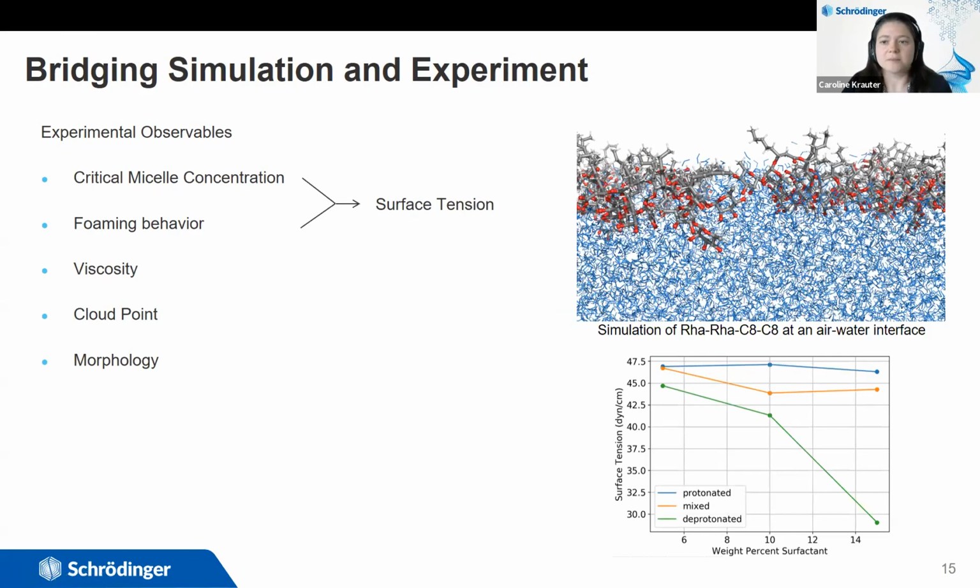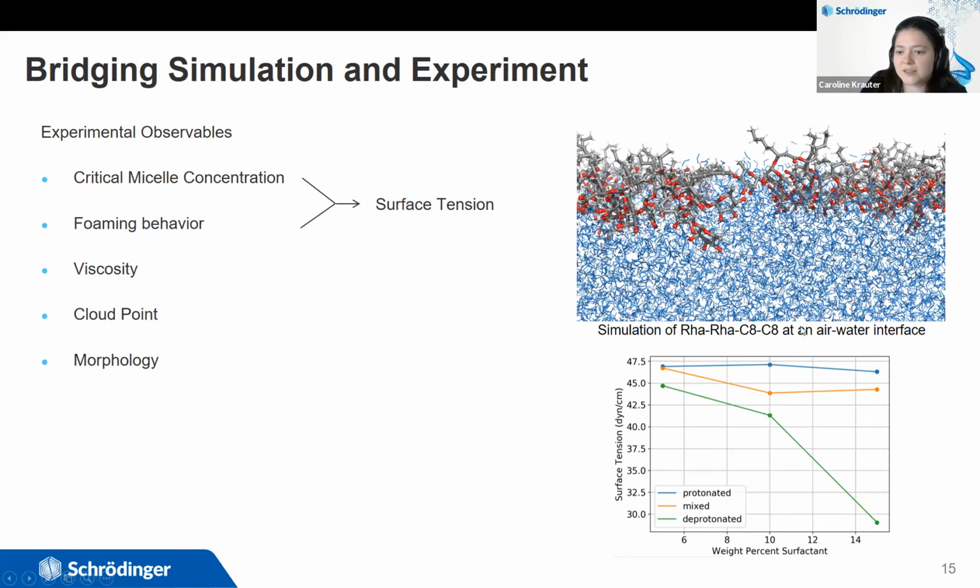They correlate with different types of properties that can be derived from modeling. So for example, for critical micelle concentration and foaming behavior, the surface tension is a property that can be accessed in simulation and is correlating with them. So surface tension was the next thing we looked at. So we introduced a vacuum space in the simulation box to create an interface between our mixture and vacuum. Equilibrated that again with 50 nanoseconds, and then extracted the surface tension based on the pressure tensor.